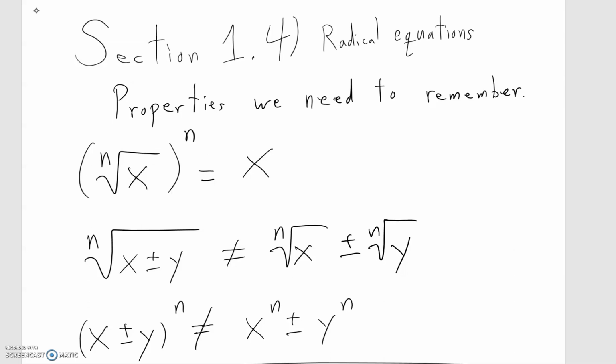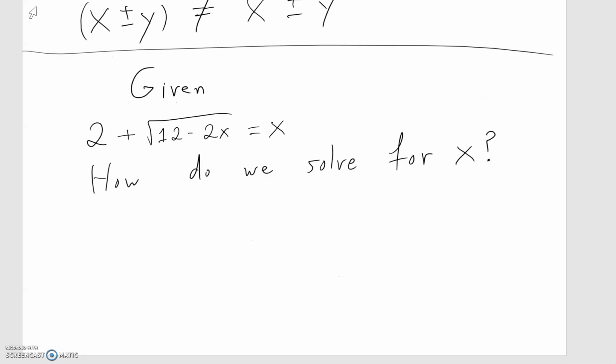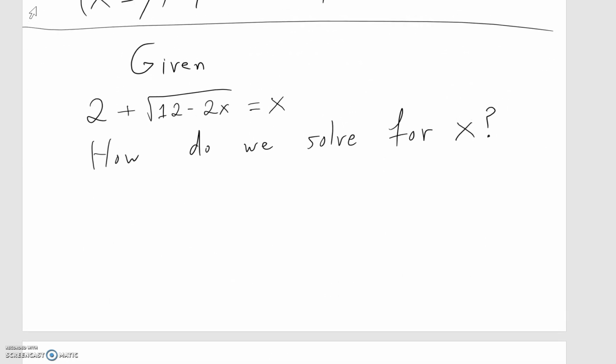So now let's talk about this section. Let's suppose I gave you a problem like this one here: 2 plus the square root of 12 minus 2x equals x. The question that we want to answer is, how do we solve for the variable x? This is the main topic of section 1.4, where we are solving radical equations. We have an equation in which the variable x is inside a radical, and we want to solve for x.